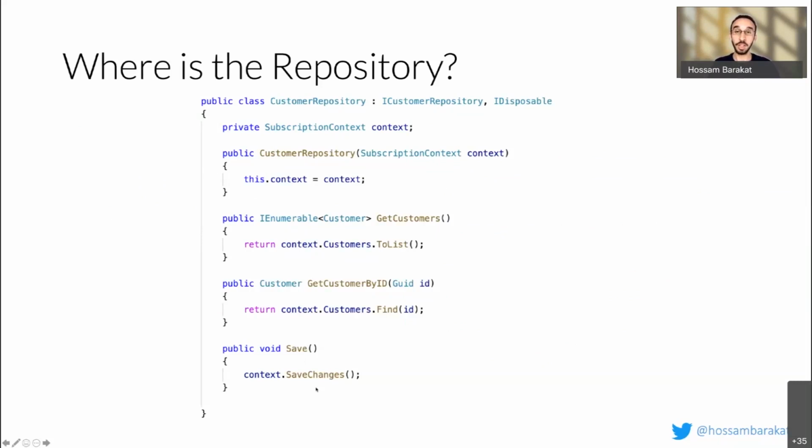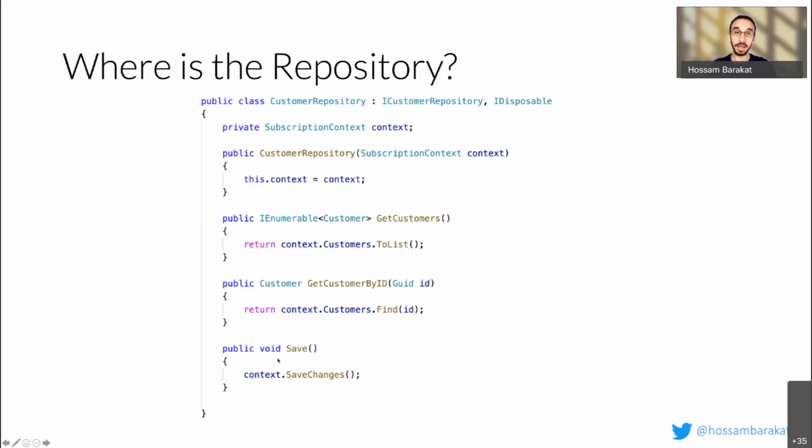And context save changes will send all of the changes, not only relevant to the customer entity, but to any entity, to the database. And this means if I have a service and that service is consuming multiple repositories at the same time and calling the save method in each repository, we might be calling the database multiple times unintentionally. So this is something that you should be aware of.